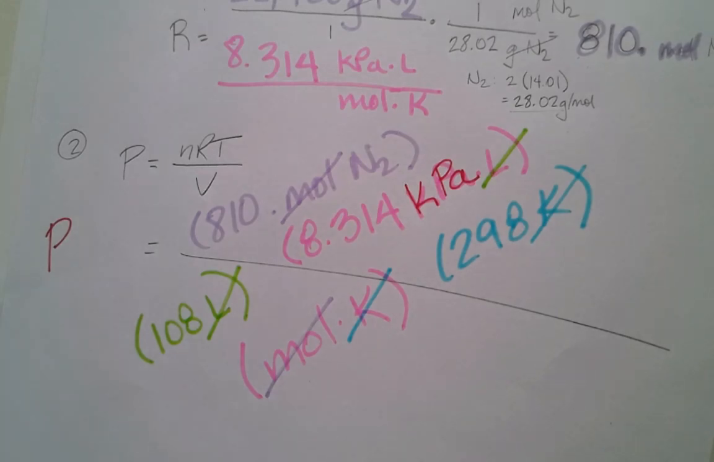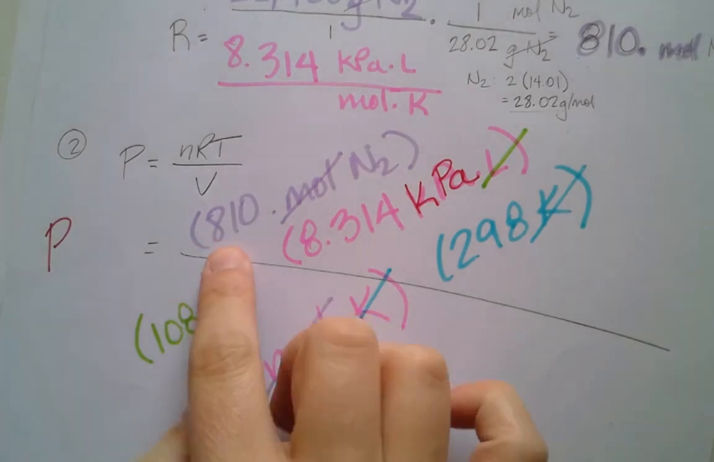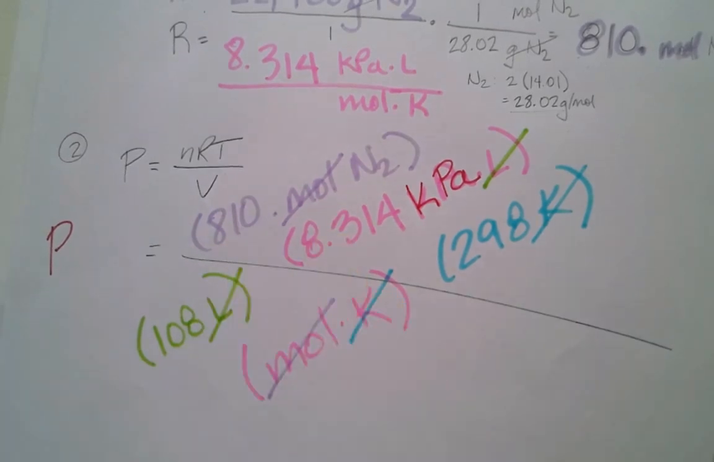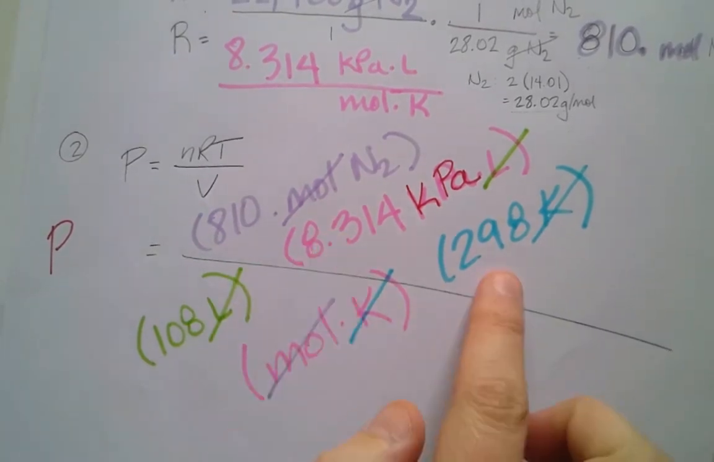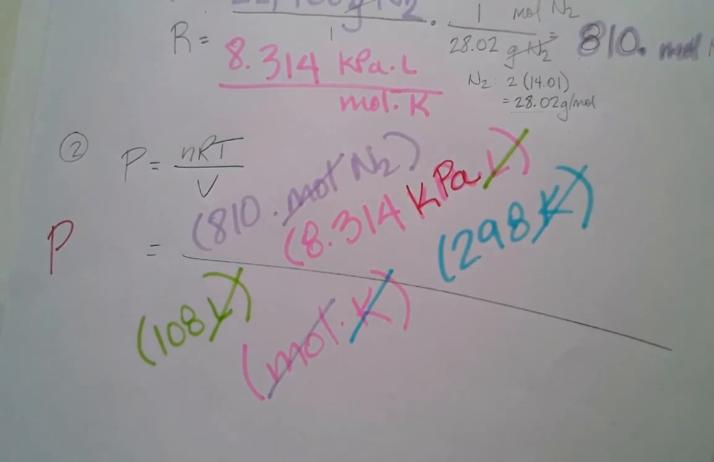810 times... Okay, so here I'm just doing the math. I'm just punching numbers into my calculator. On top I have 810 times 8.314 times 298 equals, huge number, divided by 108. That's a really big number. What? Wait, is that right?